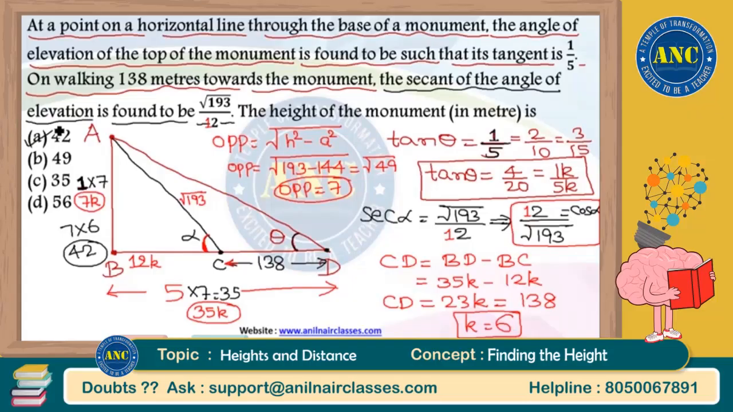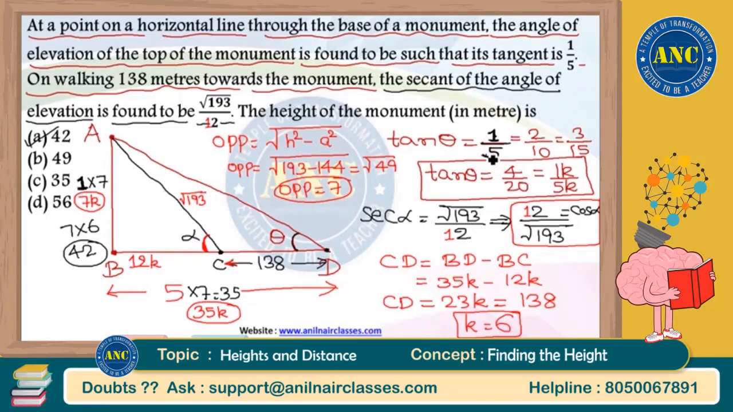I hope you are understanding why I am taking that variable called k. Tan theta is 1 by 5. That does not mean that the opposite side is 1 and the adjacent side is 5. It means that if the opposite side is 1, then the adjacent side is 5. That is the meaning of it. I hope you are understanding the essence or the meaning of it.